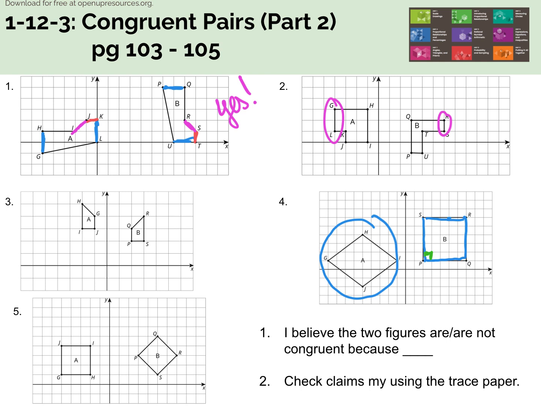Let's look at number 5. Again, we ask, are these two congruent? If we look at this one, this is 90 degrees. But this one over here is actually not 90 degrees. These two are not congruent. The one on the right-hand side is more of a squished square. We can do that through trace paper to see if those are exactly the same. So not congruent.